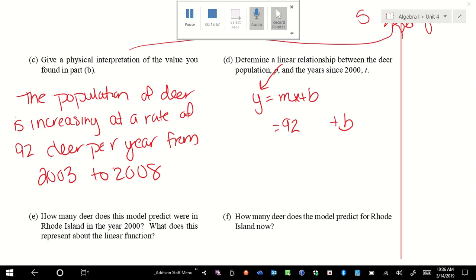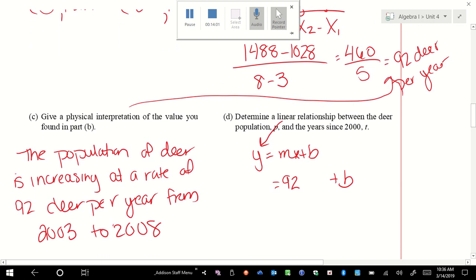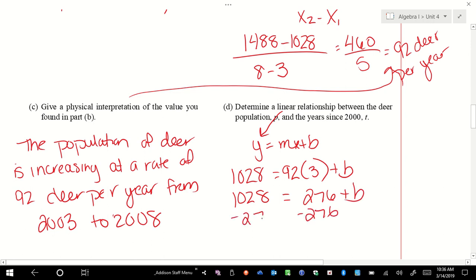I'm going to choose the first point, so that is 3 comma 1028. So I'm going to put the 1028 here, the 3 here. Multiply these out to get 276. Subtract the 276. End up getting 752. So I finally can write my equation.